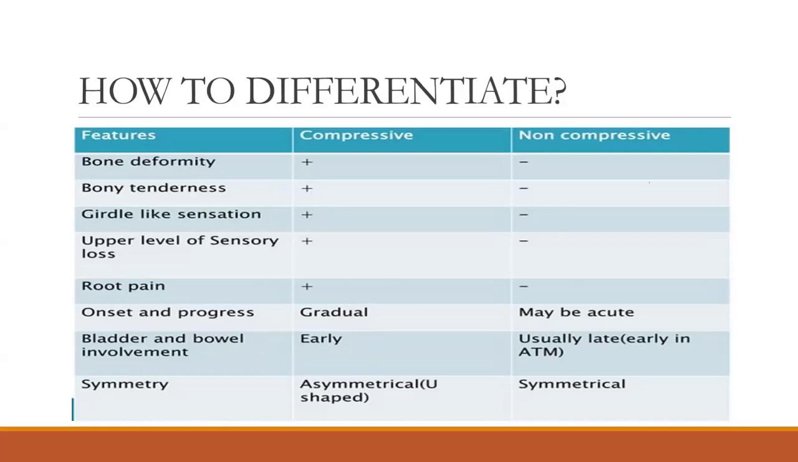So basic differentiation, how to differentiate between compressive and non-compressive myelopathy. There might be bony tenderness, bony deformity present in compressive myelopathy. There might be a girdle-like sensation that is more commonly seen in compressive myelopathy. Root pains, more commonly seen in compressive myelopathy. And onset and progression, usually acute in non-compressive myelopathy. Bladder and bowel involvement earlier in compressive types of myelopathy, and in later stages also seen in non-compressive myelopathy. And it is more symmetrical in non-compressive myelopathy.